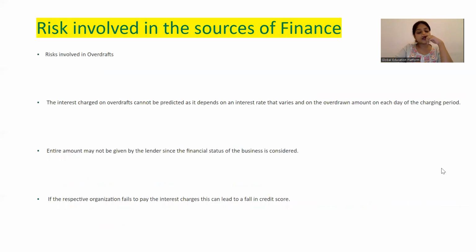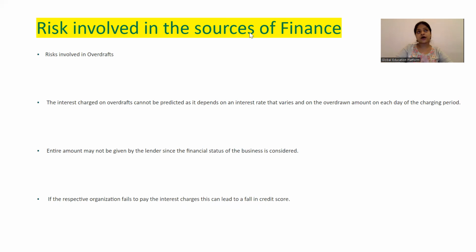So next we'll be looking at the risks involved in the sources of finance. However, I'm not going to continue with this in this class. We will be looking at the risks involved in the next class, and we will aim to finish the learning outcome by the next class. So we will continue with this session in the next class, going ahead with the risks involved, guys.